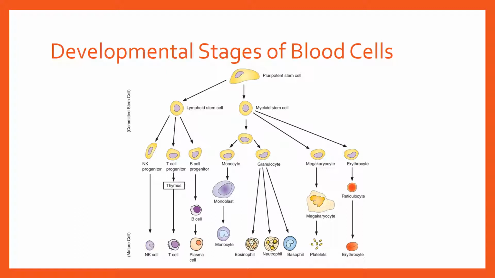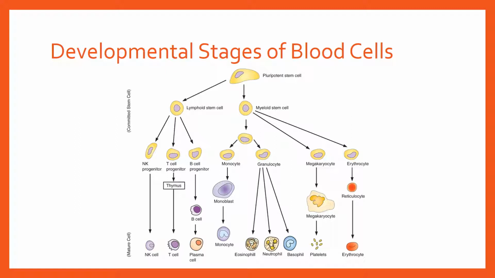It's important to know where the cells are coming from. So this is a diagram showing that a pluripotent stem cell can go two different ways, and by two different ways I mean we can have a lymphoid stem cell achieved from here, or a myeloid stem cell. After a lymphoid cell is produced, it may transform to natural killer progenitor cell, T cell progenitor, and B cell progenitor.